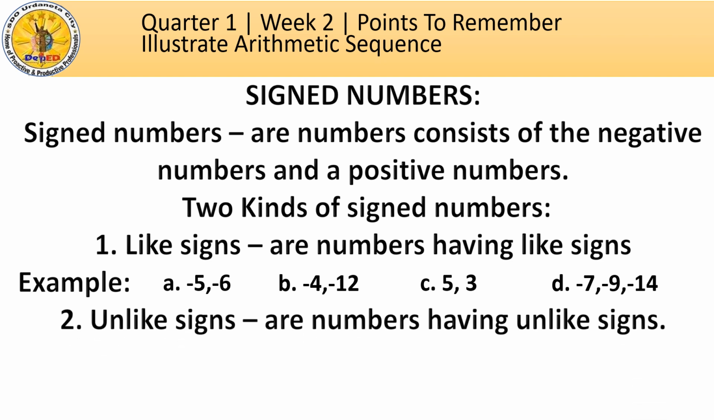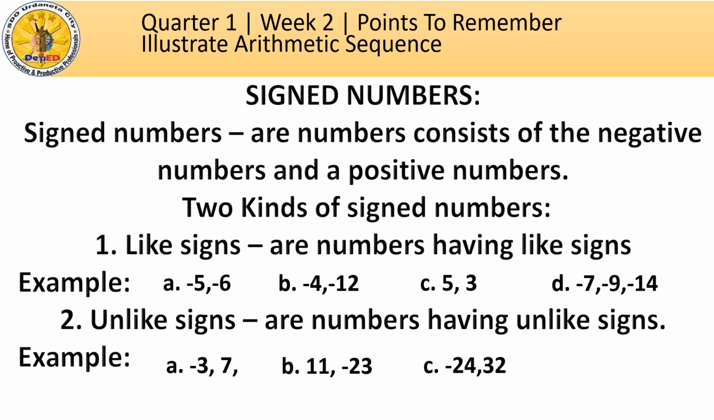Next, you have your unlike signs. Unlike signs are numbers having unlike signs or dissimilar signs. For example, we have letter A, -3, +7. Letter B, 11, -23. Letter C, -24, +32. And letter D, +54, -32.